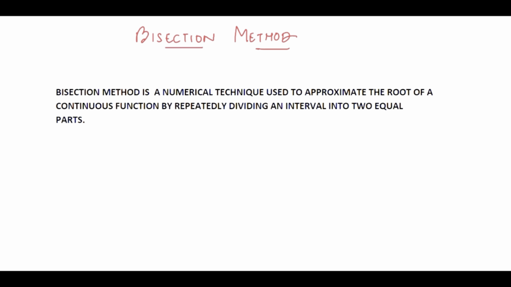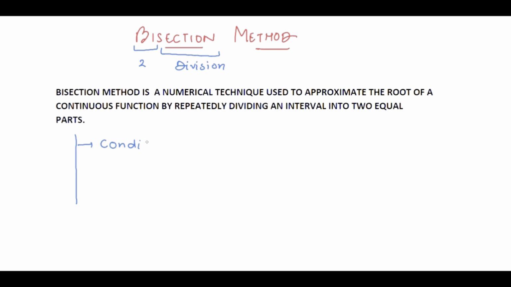So basically, the bisection method is a numerical technique that is used to approximate the root of a continuous function by repeatedly dividing an interval into two equal parts. Here we have bi, which means 2, and section means division. Therefore, bisection means division into two equal parts.